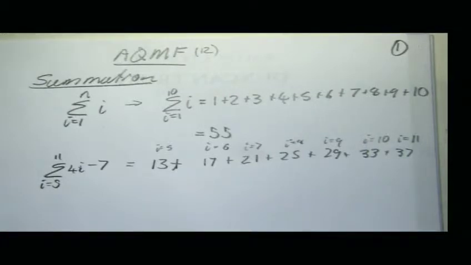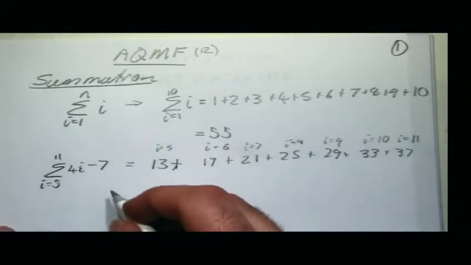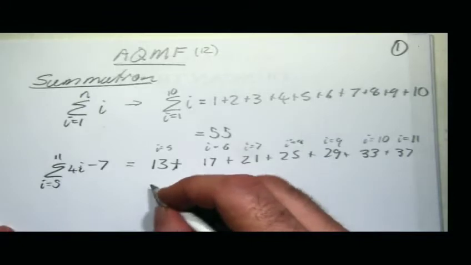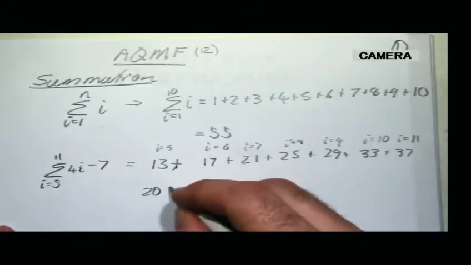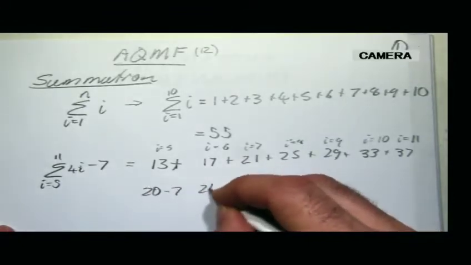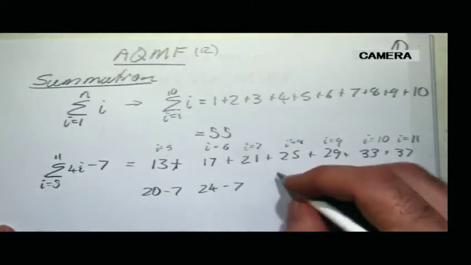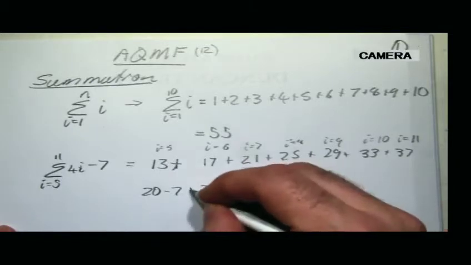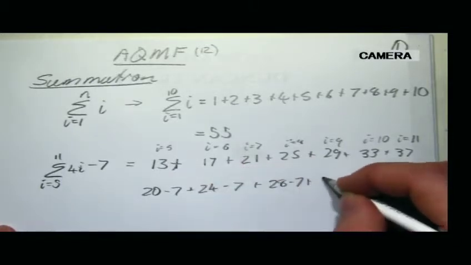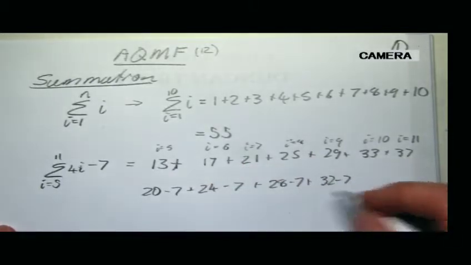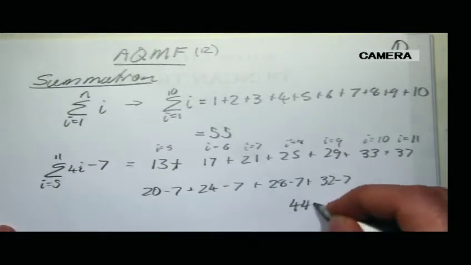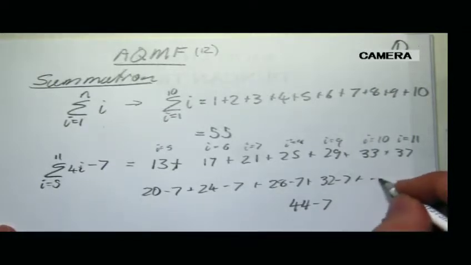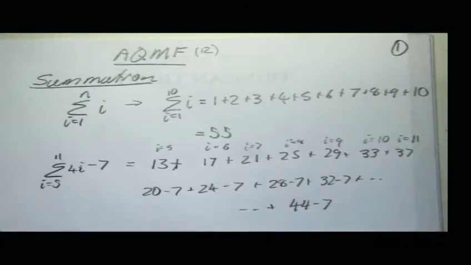But what I can do with these numbers, if you imagine this number is like 20 minus 7, and then 24 minus 7, and then 28 minus 7, 32 minus 7. I'm going to go right up to 44 minus 7. That's my last number. Add in some dots to say I didn't write them all down.